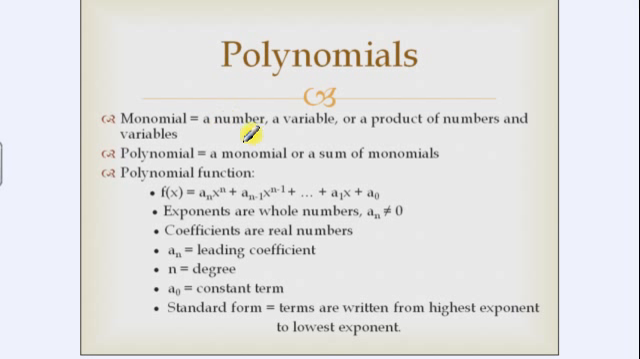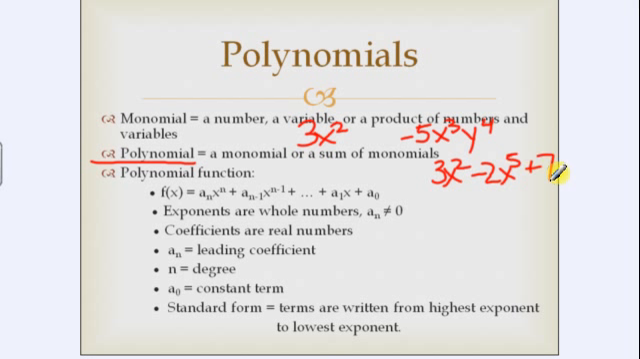Monomials consist of a number, a variable, or a product of numbers and variables. Something like 3x squared would be a monomial, or negative 5x cubed y to the fourth. Polynomials then consist of either a monomial or the sum of multiple monomials. Something like 3x squared minus 2x to the fifth plus 7 would be considered a polynomial.